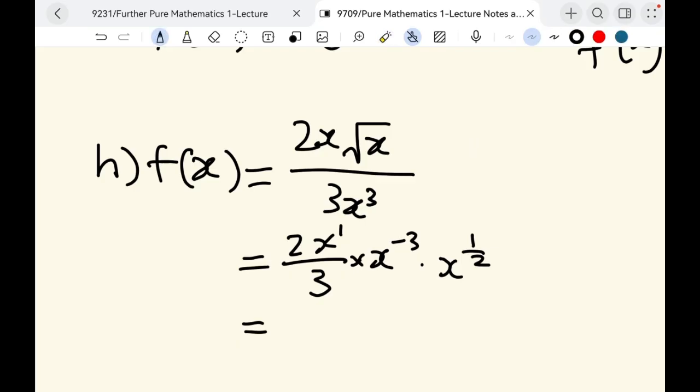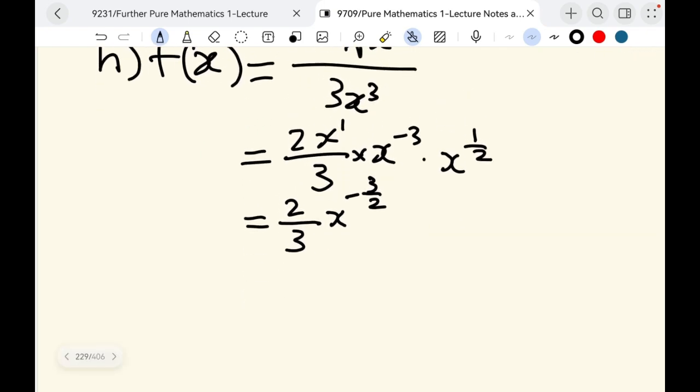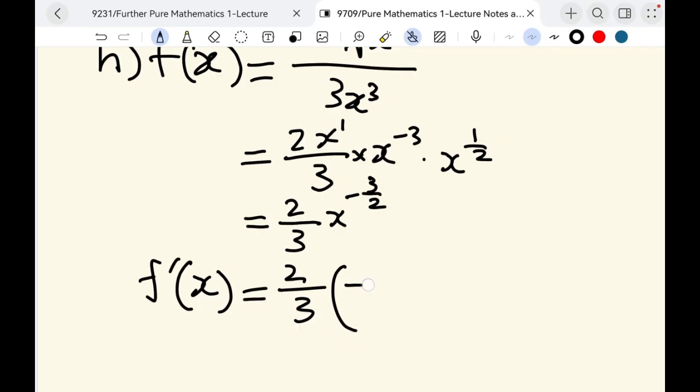So it's 2x to the power of negative 3 over 2, divided by 3. And now you may find its first derivative. So what is it? Okay, 2 over 3 times the negative 3 over 2. This one is quite complicated. Okay, it's okay. I can guide you one by one.